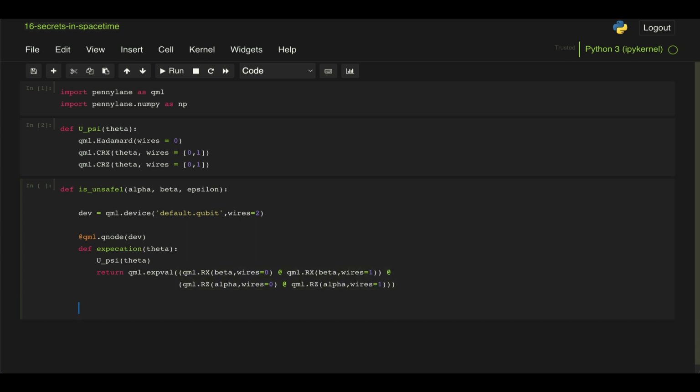And then what we're going to do next inside this function is just define an array with all the angles, so from minus pi to pi, with some small step size. Let's do 0.1 for now. And then we're just going to pass each of those angles to our function and check if the absolute value squared of that expectation value is greater or equal than 1 minus epsilon.